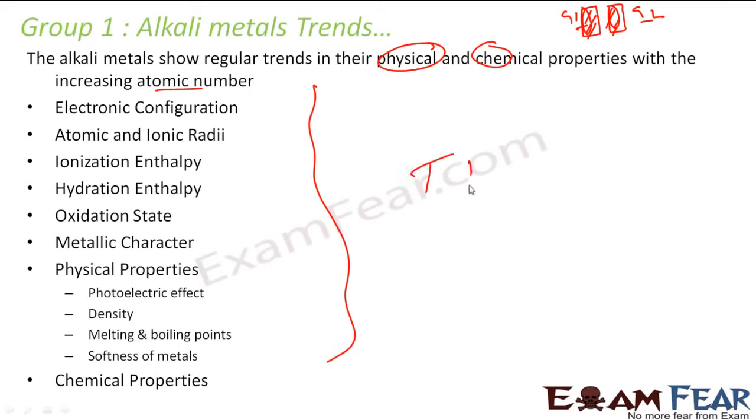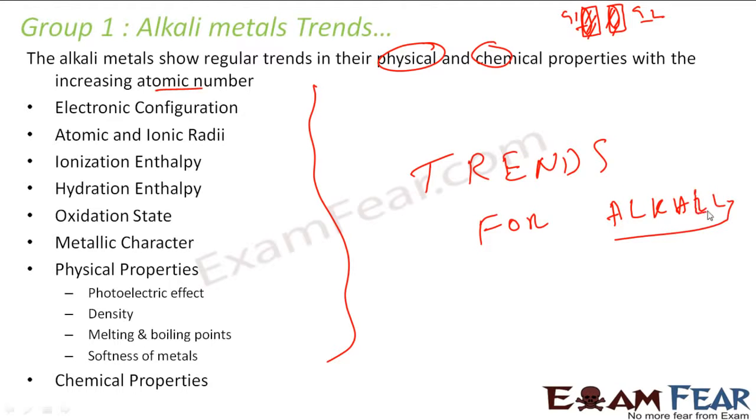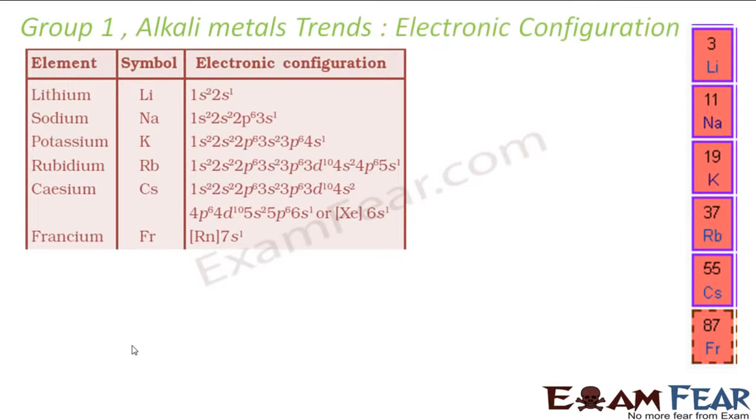We'll discuss the trends in all these things for alkali metals now, and we'll also discuss similar things for alkaline earth metals once we are done with this. So let's discuss all these things for alkali metals. The first is the electronic configuration. The electronic configuration I told you is of the pattern ns1. If you see lithium, the electronic configuration is 1s2 2s1. So it is an ns1 pattern.